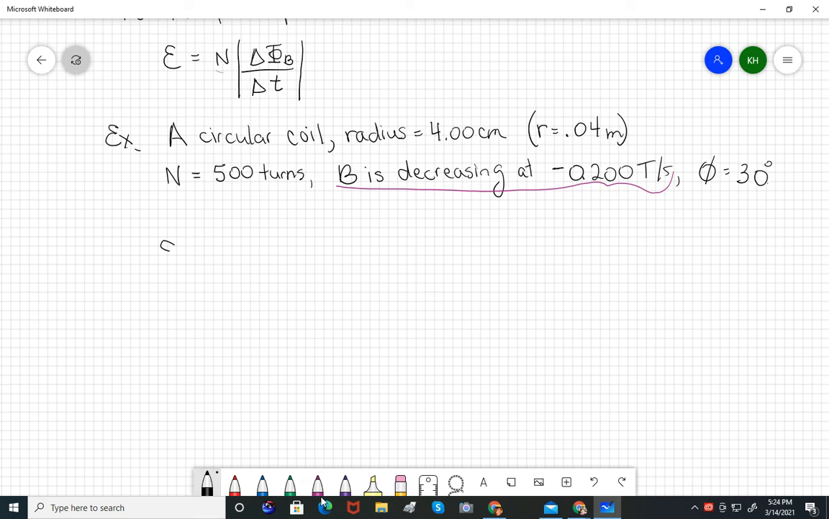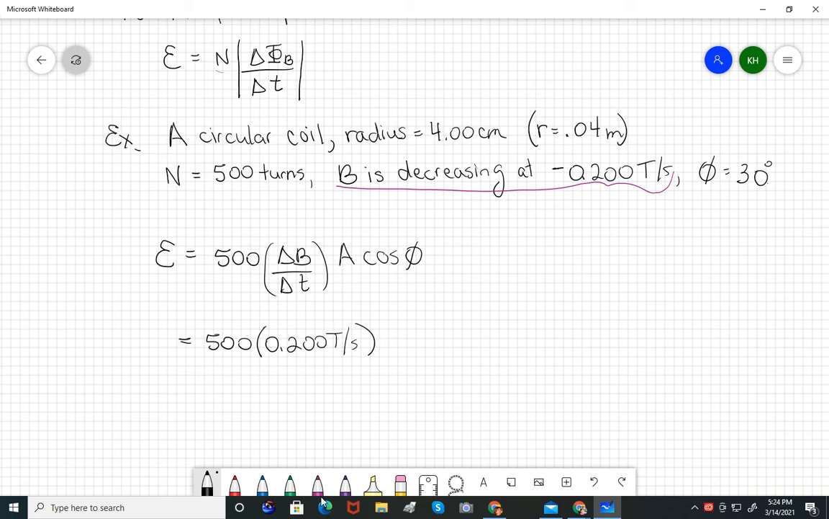So in this case, E is going to be 500 times the change in flux. Our change in flux is going to be the change in B per unit time times the area, because the area doesn't change, times cosine phi, which does not change. I just put in the positive because I know I have an absolute value. So that's 0.200 Tesla per second. The area, since it is circular, is going to be pi r squared.